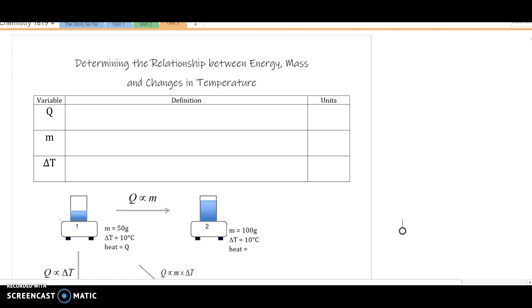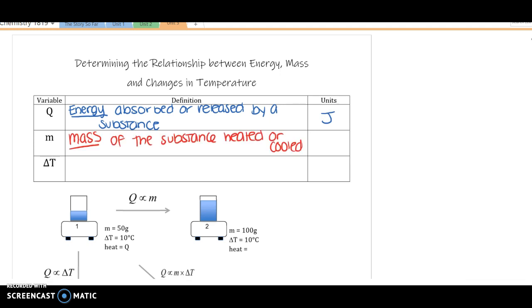temperature. A review of the different variables that we've talked about so far includes the variables Q, M, and delta T. Q describes the energy absorbed or released by a substance when heating, and its units are joules. M represents the mass of a substance being heated or cooled, and its units are grams.